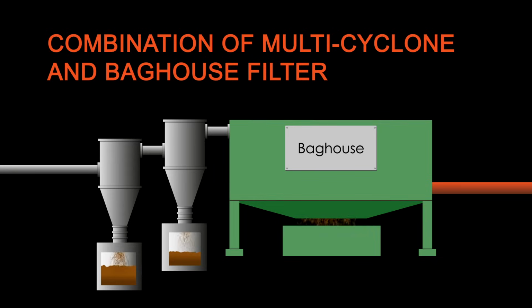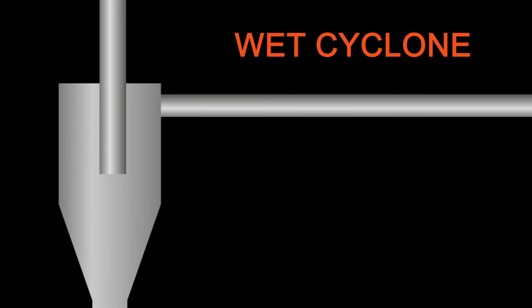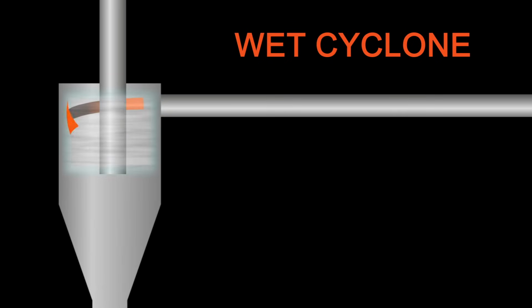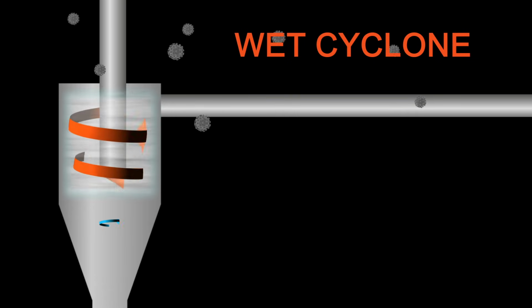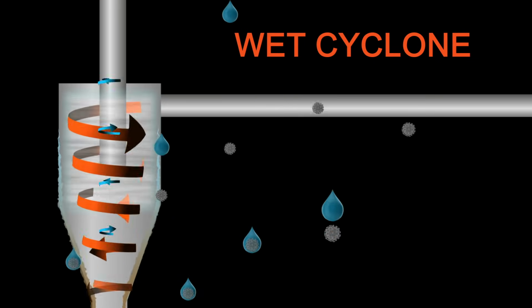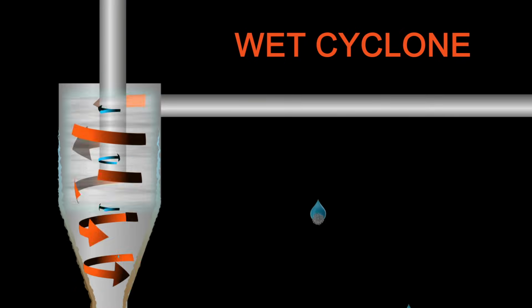Wet cyclone. In order to increase the separation yield of fine particles below 20 microns, water is sprayed into the cyclone's inlet pipe immediately prior to the cyclone. The water attaches itself to the fine particles and is removed as a slurry.